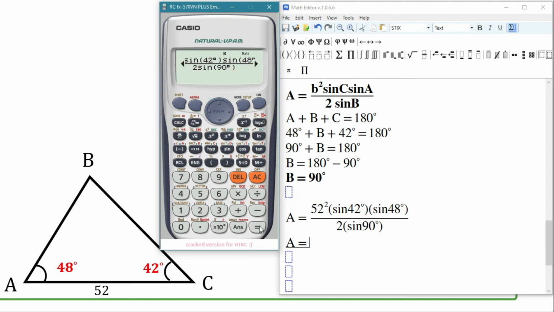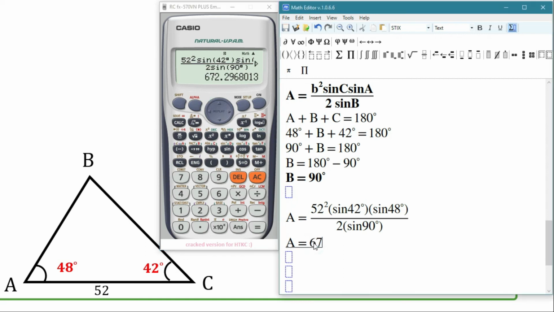So, that's going to be what? That's going to be 672.30 square units. So that would be the area of the triangle that we are after. Alright, so that would be the area of the triangle.